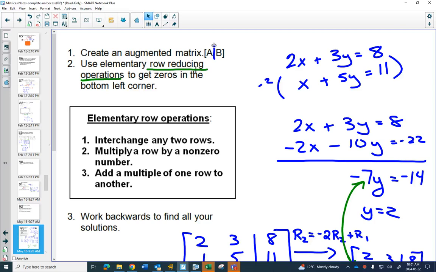You can multiply a row by any number. Right? If you have an equation, 2x plus 3y.